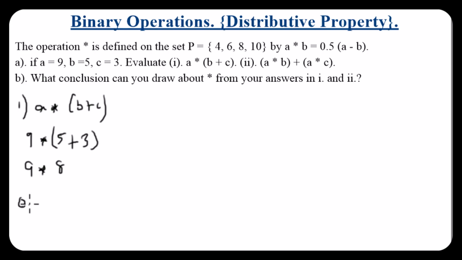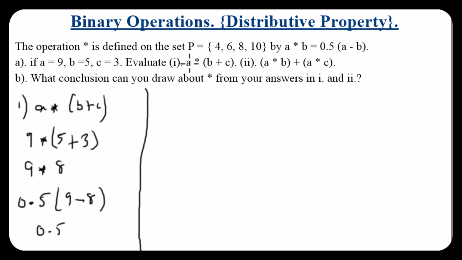So let me write that properly. 0.5, open bracket. My A is 9, and then my B is 8. So 9 minus 8 gives us 1, and 1 times 0.5 is simply 0.5. So we have 0.5 here. That's for the first part.